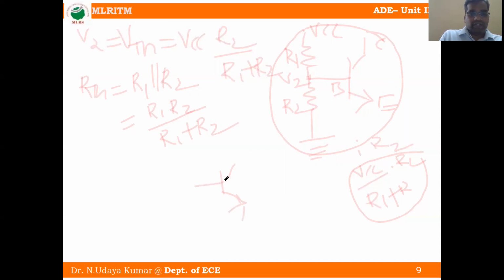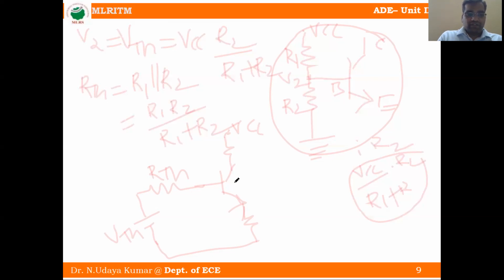Okay, same circuit can be replaced. So this is the R Thevenin, RTH. So this is the VTH, the Thevenin voltage, and this one is the emitter resistance, and this one is the collector resistance and VCC. Same circuit is redrawn by using the voltage divider method. So by using this circuit, we can write the KVL.